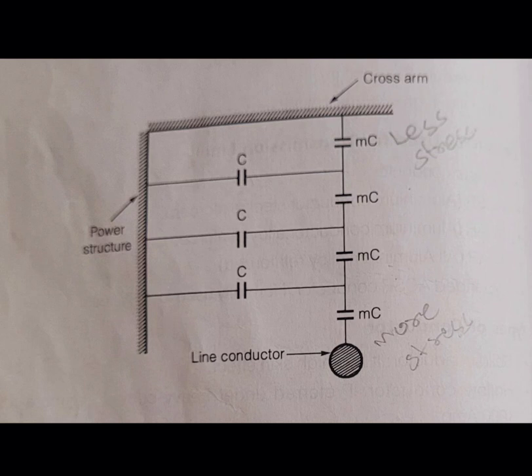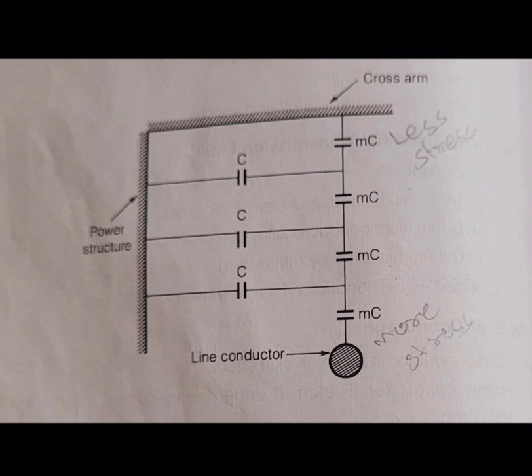In a short transmission line, no capacitance effect will be there. It starts from medium to long lines. In medium lines it can also be neglected, but in high transmission lines, short, medium and long, capacitance will be there. After some distance some capacitance will be generated.